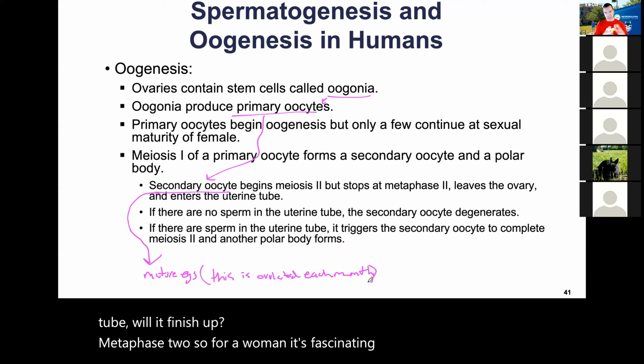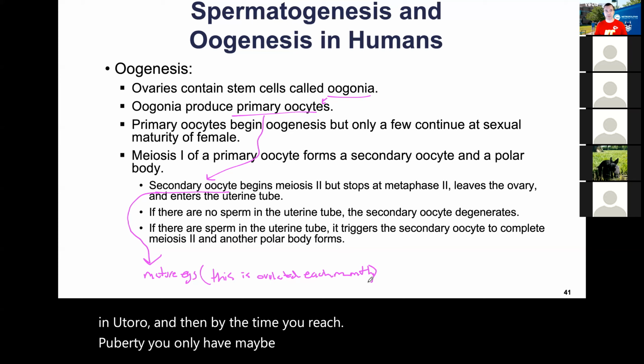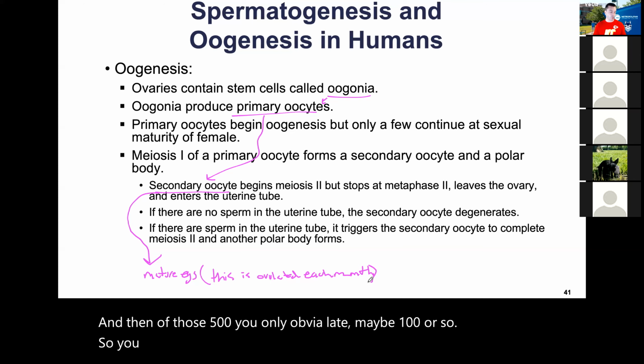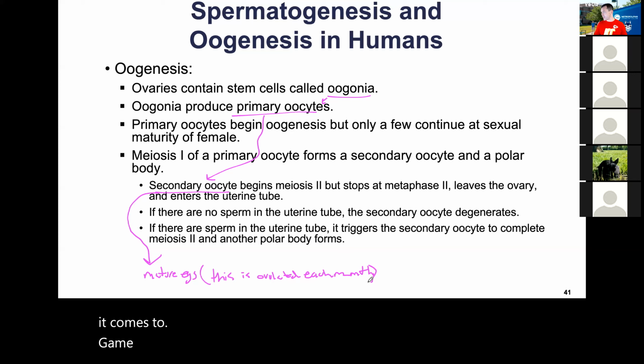So for a woman, it's fascinating. You have millions of them in utero, and then by the time you reach puberty, you only have maybe 500 or so. And then of those 500, you only ovulate maybe 100 or so. So you whittle them down, and it's a normal process that occurs. So when it comes to female gamete formation, it is a hell of a lot more complex than a guy.